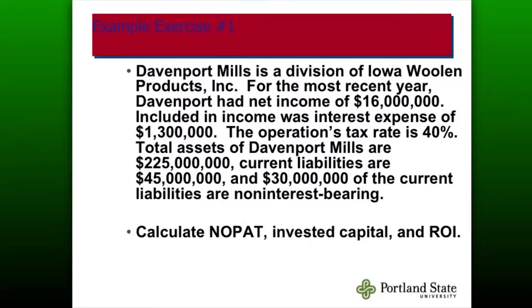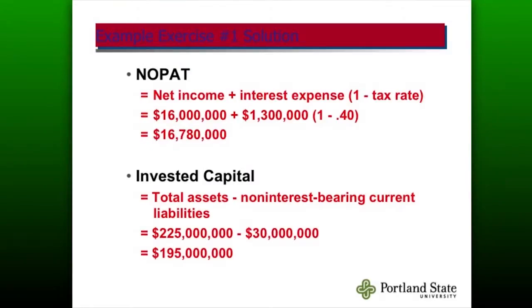So let's see if we can do some calculations for this investment center, coming up with, first, NOPAT. And you can follow the slide here. We have to add back the interest expense and the tax benefit we got. So NOPAT turns into $16,780,000. Invested capital, total assets from which we subtract basically our accounts payable, and we get $195 million. So we've made our adjustments to net income and we've made our adjustments to total assets.